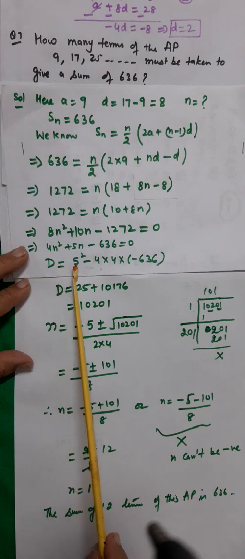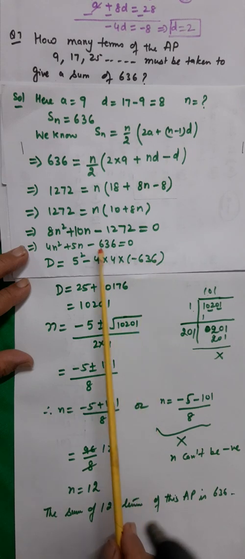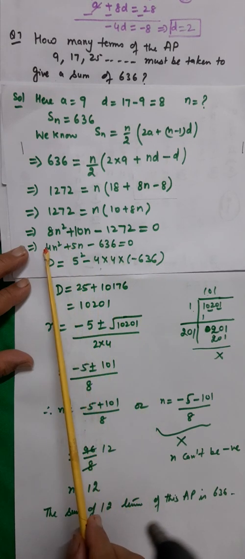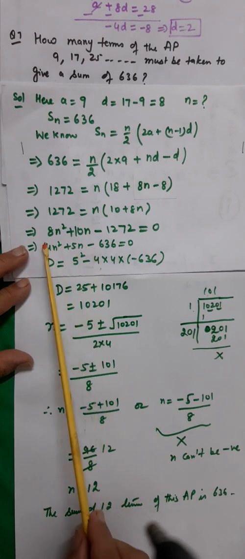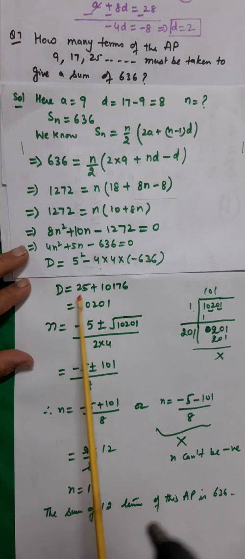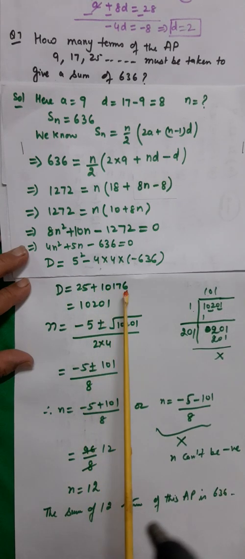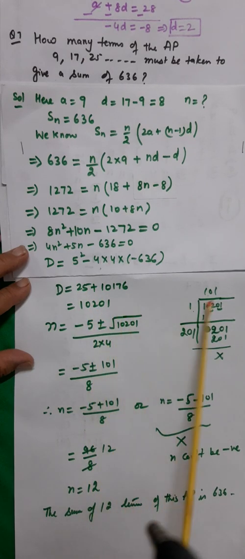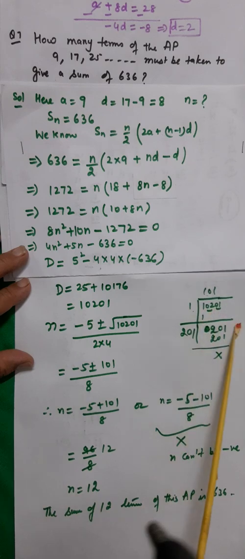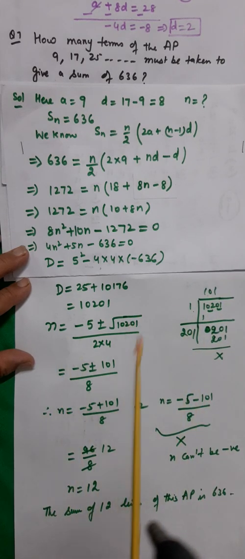So D will be equal to b square minus 4ac. That is 5 square minus 4 into 4 into minus 636. This is c, this is b and this is a. B square minus 4ac, that is D is equal to 25 plus 10,176, which gives me 10201. Now finding the square root of 10201, we get 101, right? So we will make use of that.